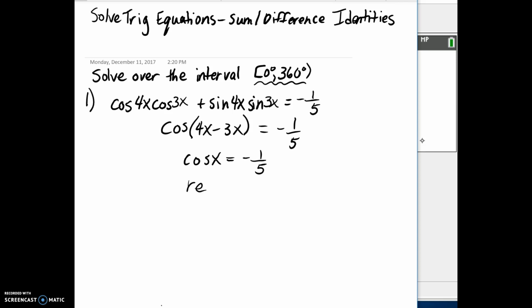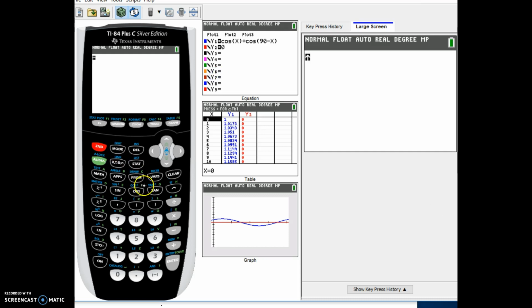I would say since we're solving 0 to 360, get a reference angle by doing cosine inverse of 1/5. Just going to make things a little easier. And then your x is going to be, the quadrants where cosine is negative will be quadrant 2 and quadrant 3. So we're going to do 180 minus for quadrant 2 and 180 plus for quadrant 3. So let's get our reference angle, inverse cosine 1/5. And then, like I said, we're going to do 180 minus.